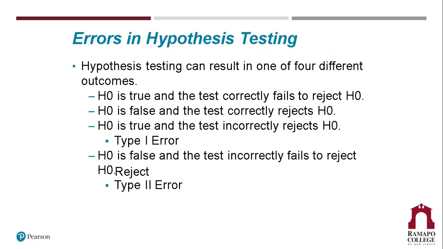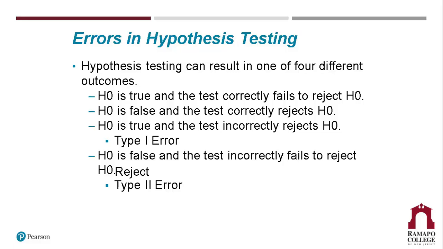In hypothesis testing, we can have 4 potential outcomes. 1. The null hypothesis is true, and we correctly fail to reject it. 2. The null hypothesis is false and we correctly reject it. 3. The null hypothesis is true and we incorrectly reject it. And 4. The null hypothesis is false and we incorrectly fail to reject it.